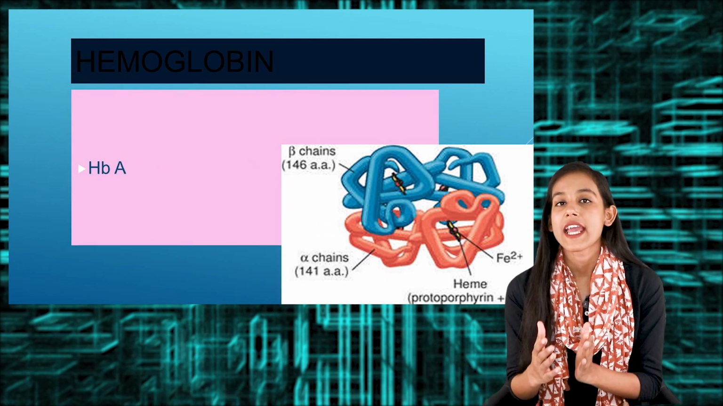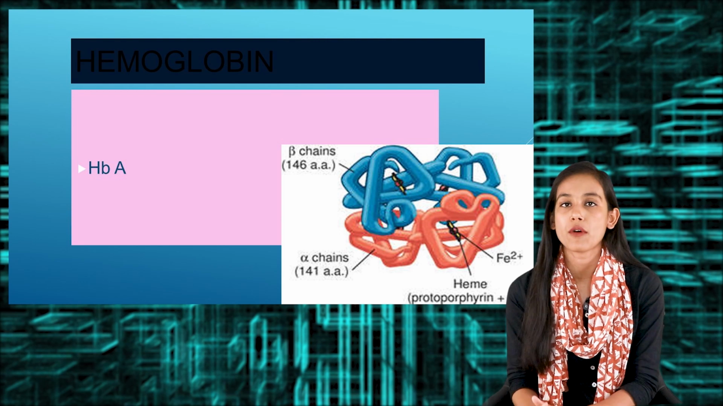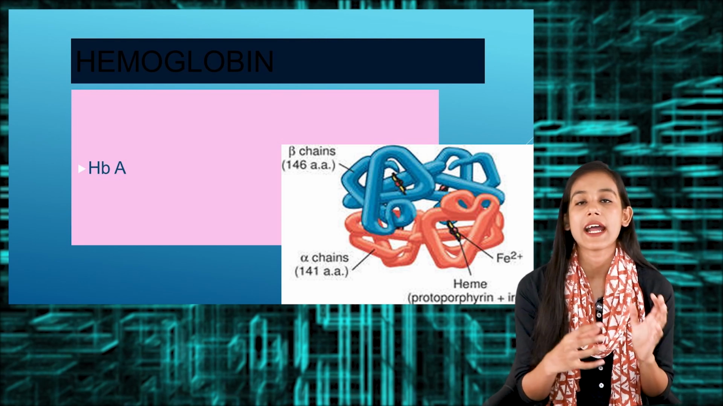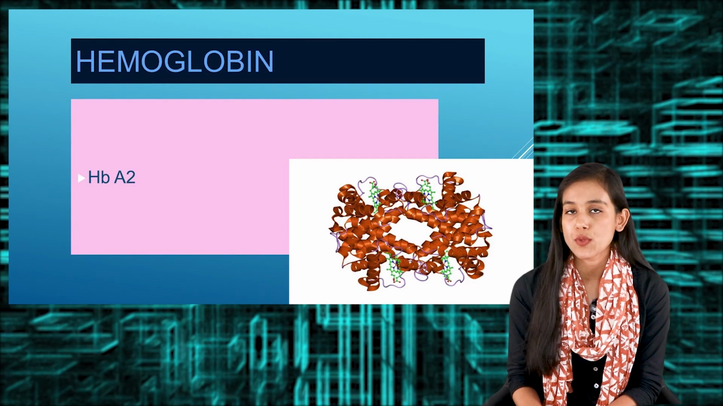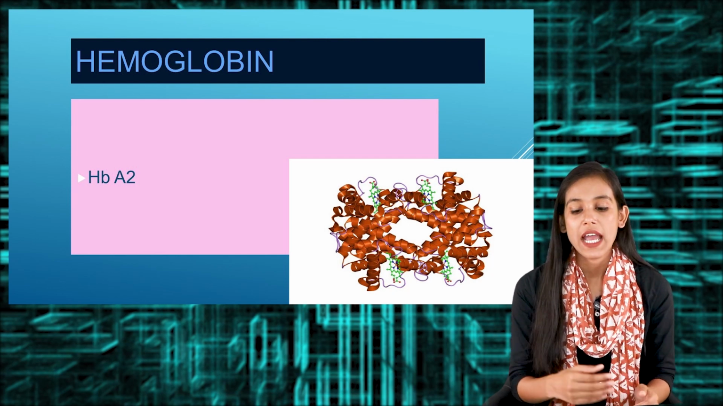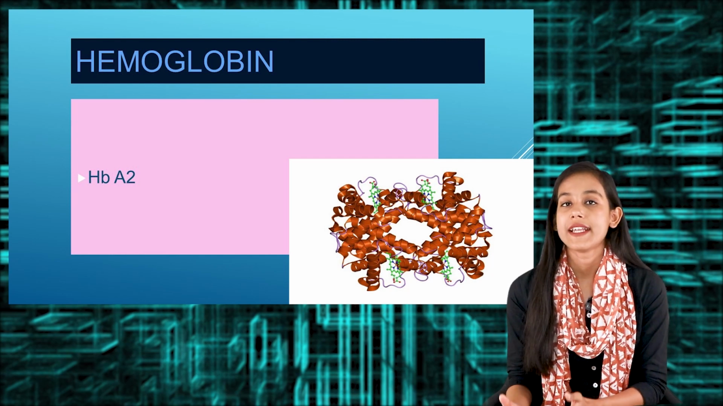Then we have HbA, or hemoglobin A, which is the major adult form of Hb, made up of 2 alpha globin chains and 2 beta globin chains. And then there is HbA2, which is a very small fraction of adult Hb, made up of 2 alpha globin chains and 2 delta globin chains. Here we would talk about the fetal hemoglobin and the adult hemoglobin, that is HbA, right?